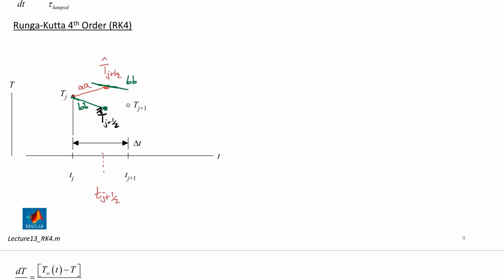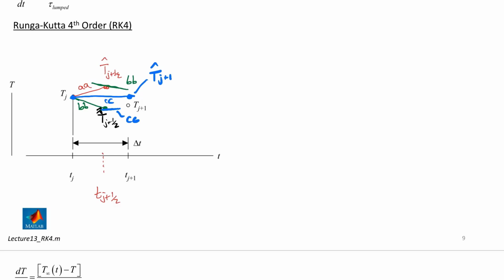So now we have two evaluations. We then evaluate the slope here again, in blue. This is now CC. Then we come back to our initial step and step all the way forward on that slope CC. This position is now T hat at j plus 1. So we've got T hat at j plus 1/2, T double hat at j plus 1/2, and T hat at j plus 1: 3 different temperatures and 3 different slopes.